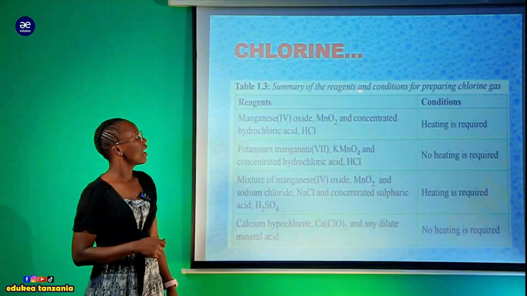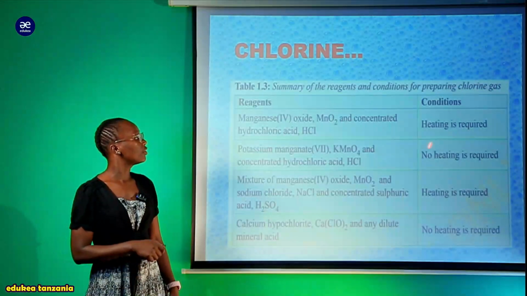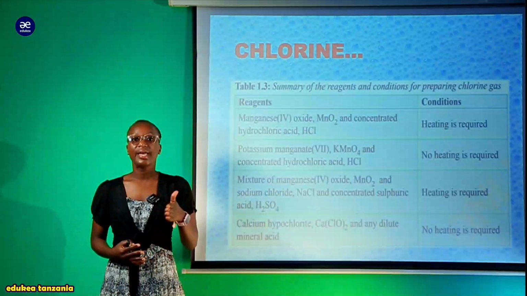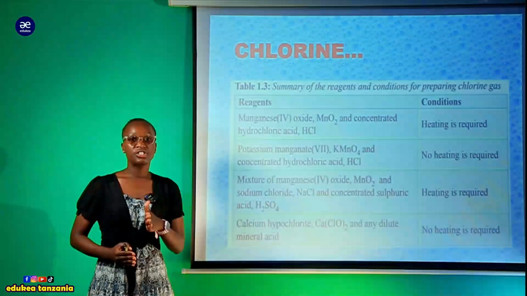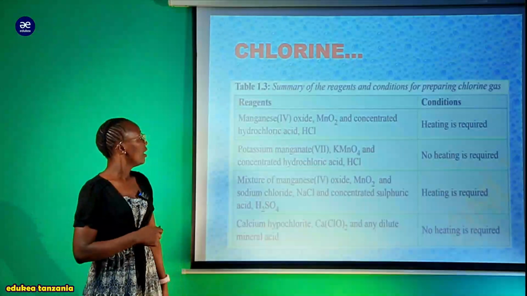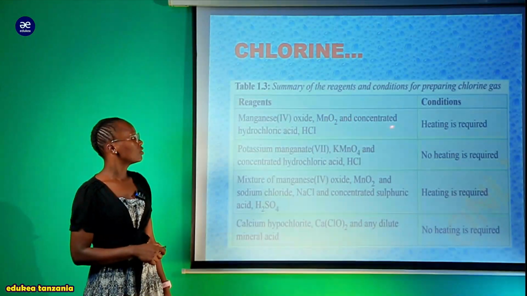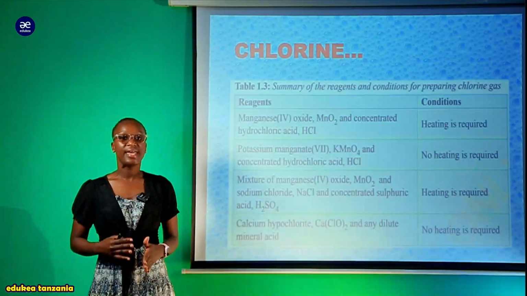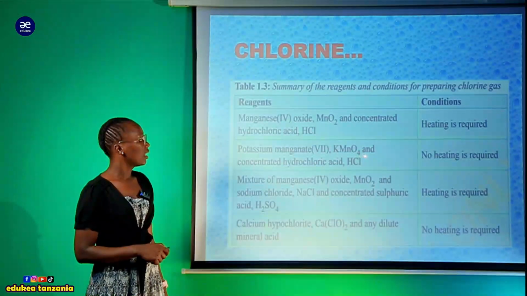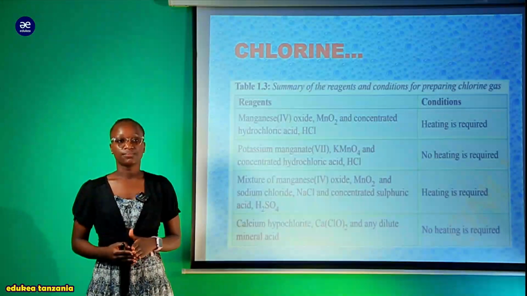Now summary of the reagents and the conditions for preparing chlorine gas. These are conditions, these are reagents. Kwamba tukiwa na some of the reagents, the heat will be applied or not. The condition of no heating or heating being required will be shown. So once we have the reagent of manganese 4 oxide and the concentrated hydrochloric acid is where the heating is required. But potassium permanganate and the concentrated hydrochloric acid, this no heating.